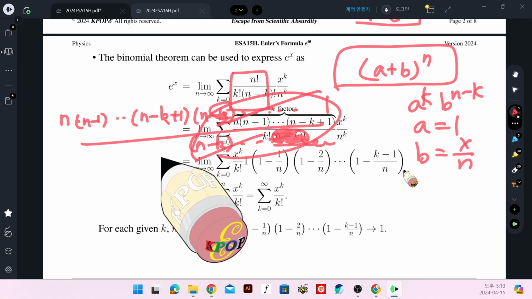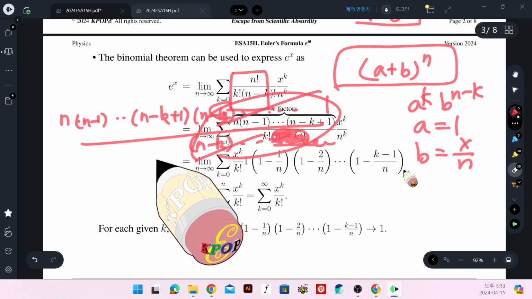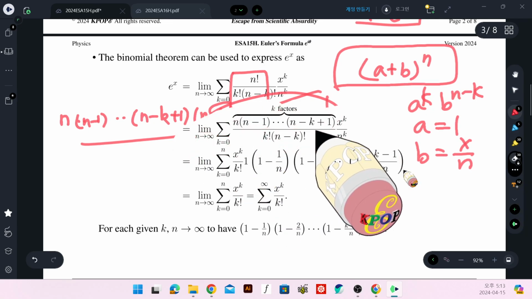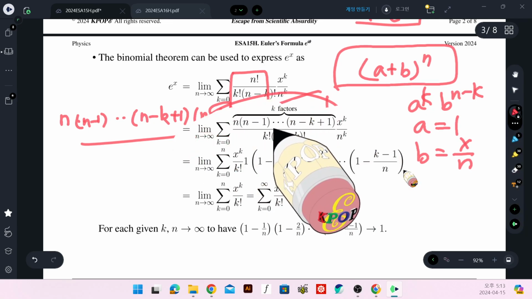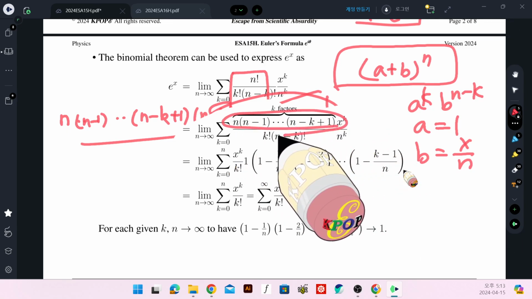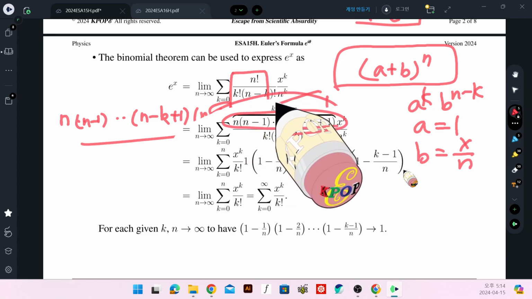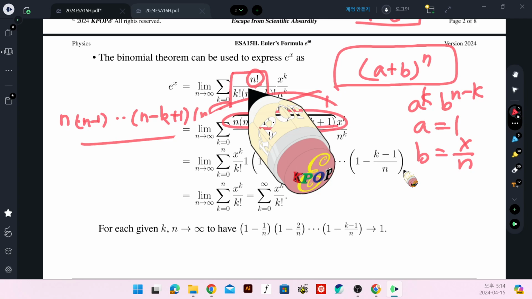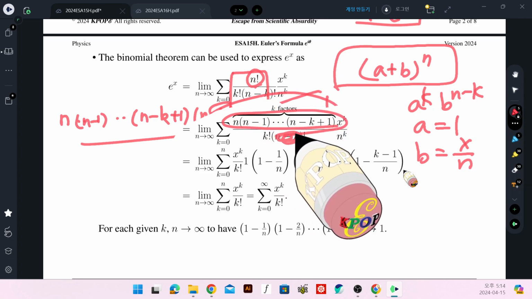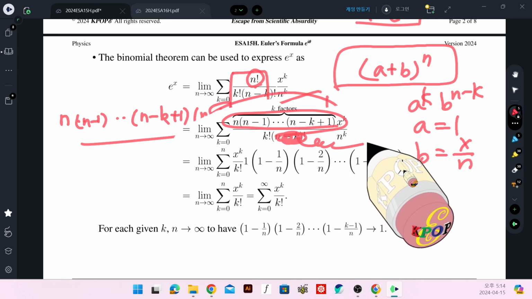So after the cancellation, what we have is this factor, removing n minus k factorial out of n factorial. So therefore, this one should be deleted.